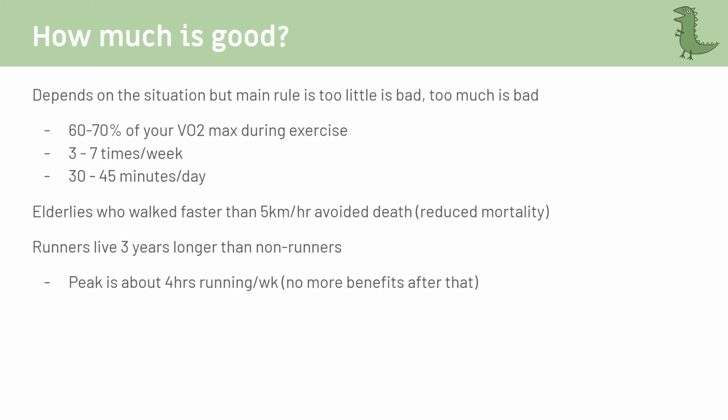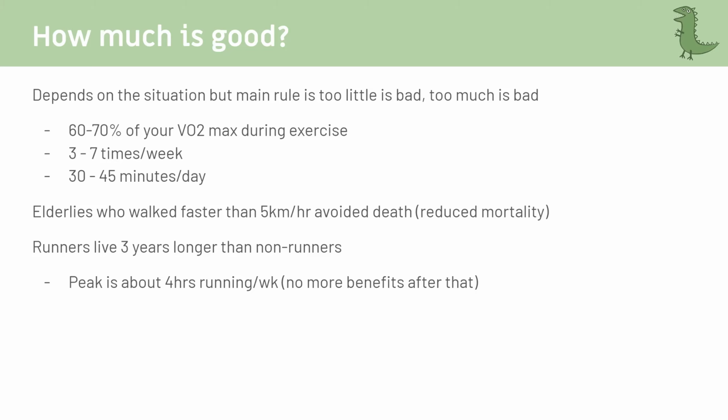Also, there's a really fun fact. It's called the Grim Walker walk or something like that. Basically, elderly people over the age of about 70 who walk faster than 5 kilometers per hour avoided death compared to those who walked slower than 5 kilometers per hour after years of follow-up. So you can see that definitely there's some link to exercise, but we don't know exactly why that is the case, but the stats show that.